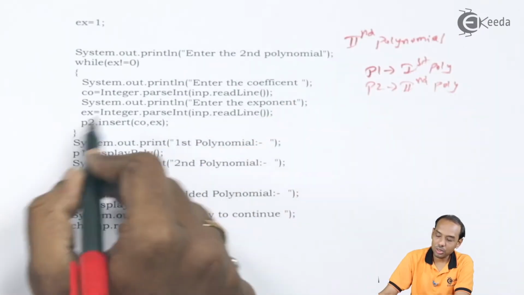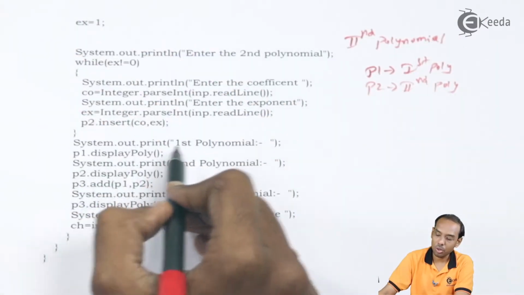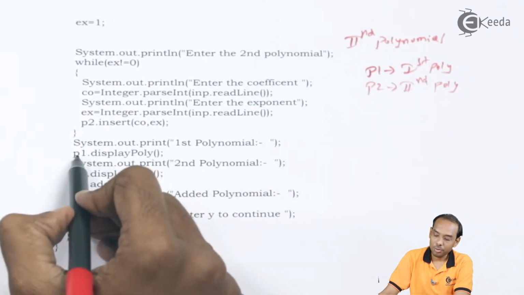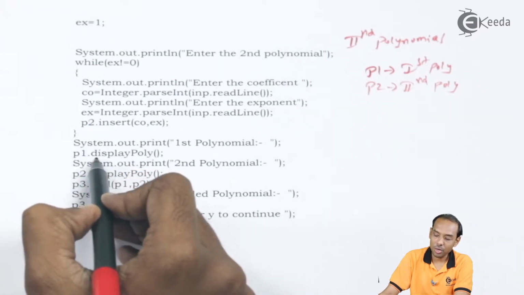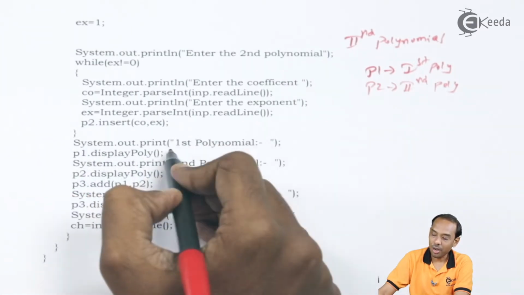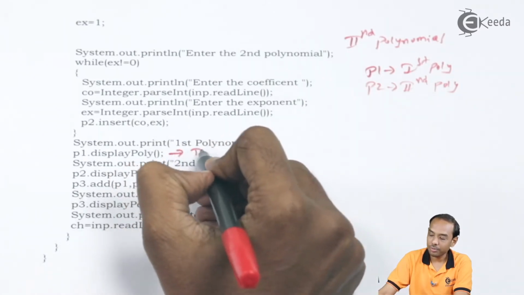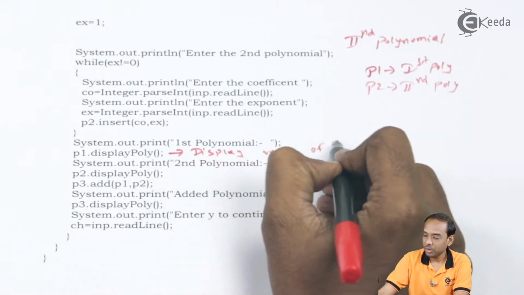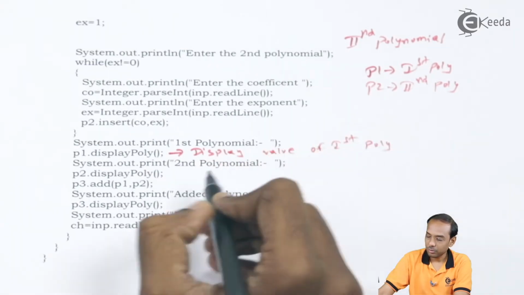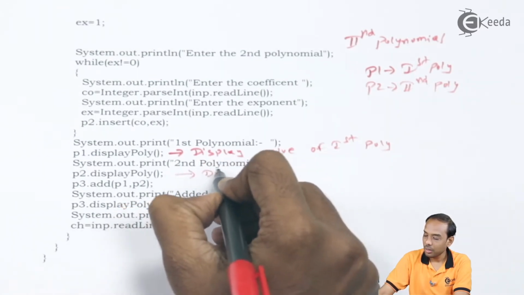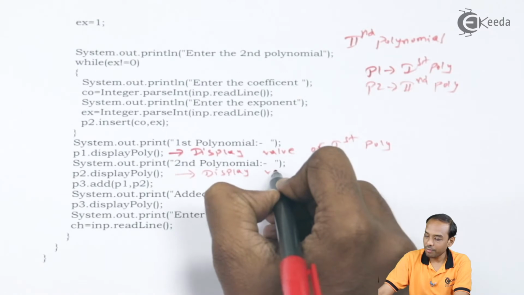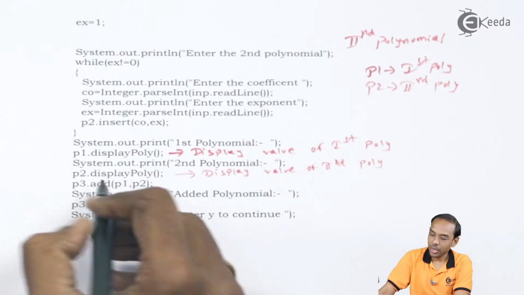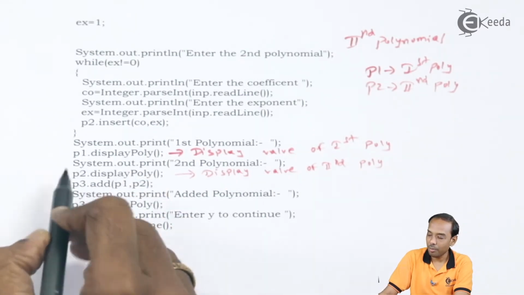Once we are done with the insertion of the values, I'm going to call the method display poly on the first polynomial object p1. So p1 dot display polynomial will display the value of the first polynomial, and next we display the value of the second polynomial. Once this is done, I've taken the third polynomial p3.